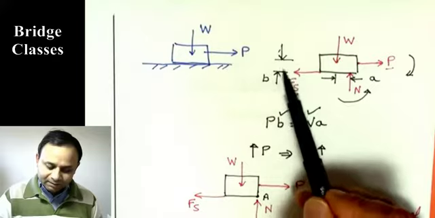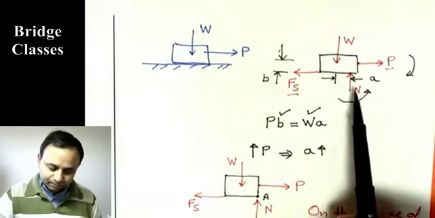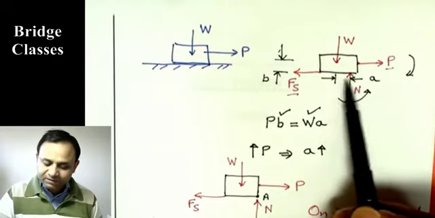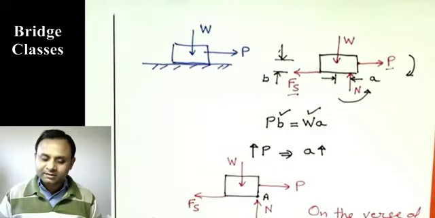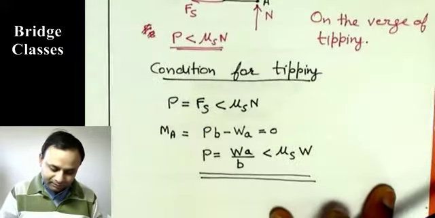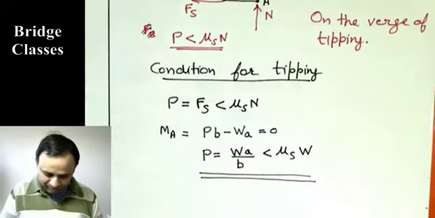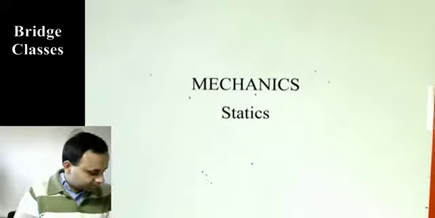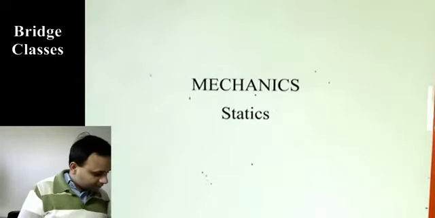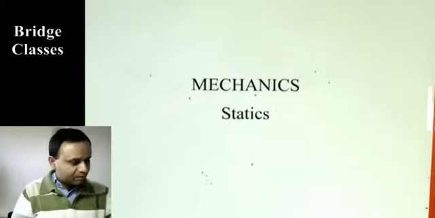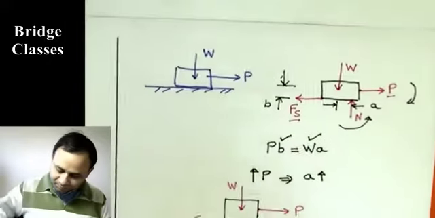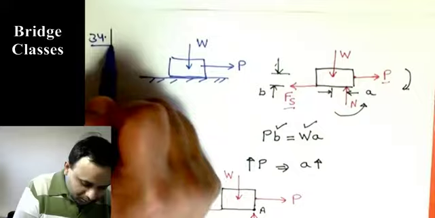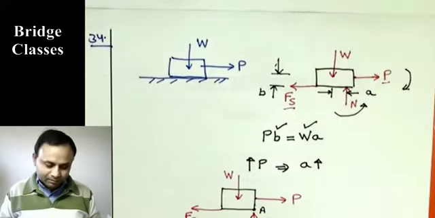If B is large, the body is tall, then also there will be more tendency for tipping. Or if A is small, then also there is more tendency for tipping. So make sure you understand those based on the analysis we did here. Okay, let us say this was problem number 34. We just found out what is the condition for tipping.